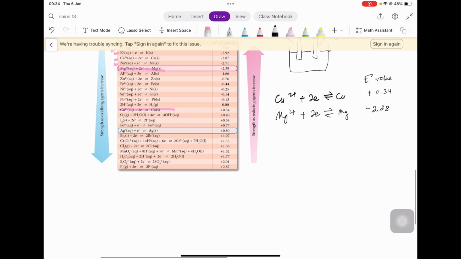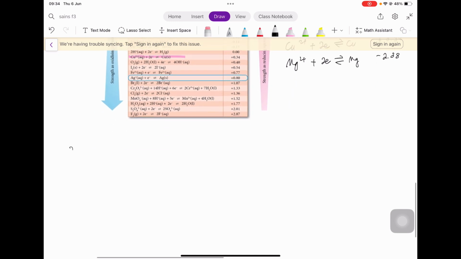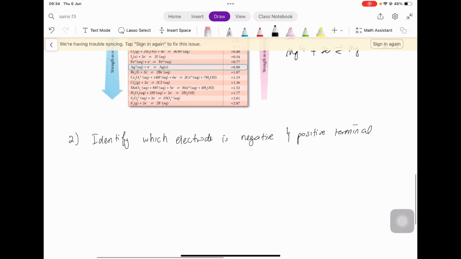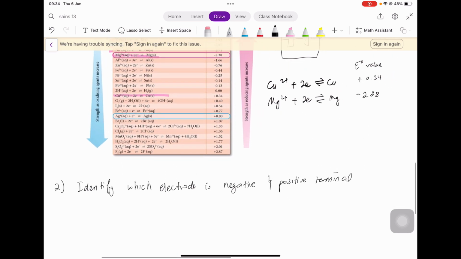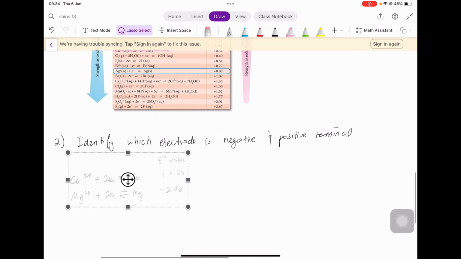Okay, on to our next step, second step, we need to identify which one is positive terminal and negative terminal. Identify which electrode is negative and positive terminal. Okay, so now lagi positive, meaning dia akan duduk dekat, okay, let's see, I ambil yang ni juga, dia punya soalan lah, contoh lah kan.